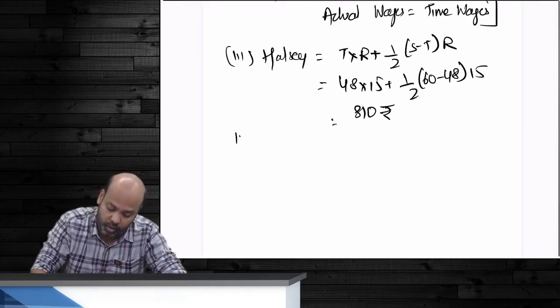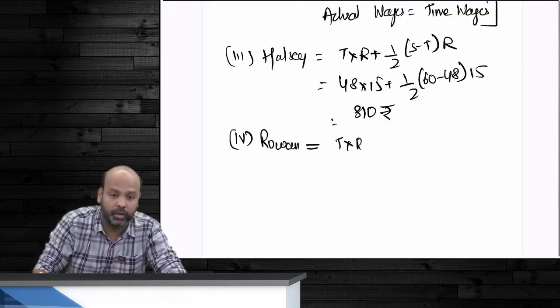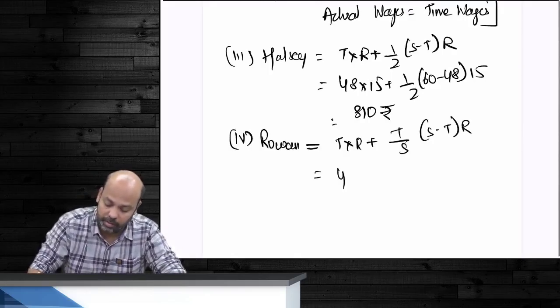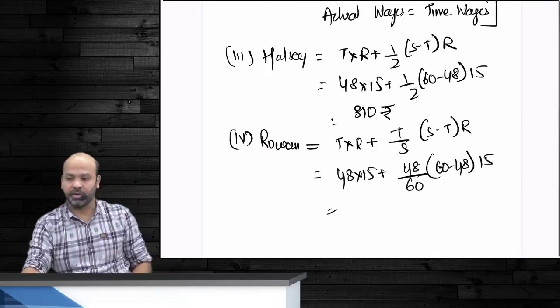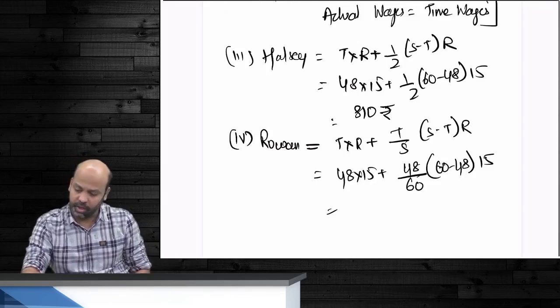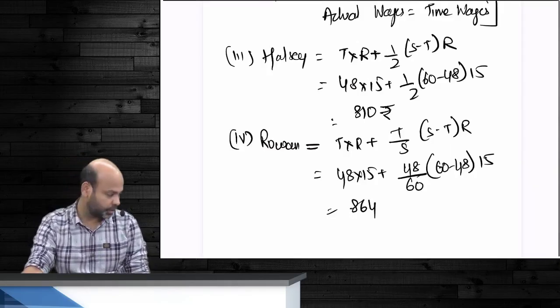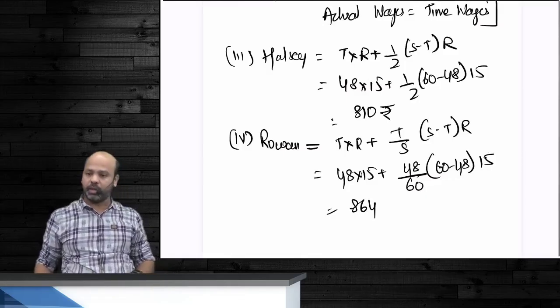And then finally under Rowan scheme, time taken into rate per hour plus T by S of time saved into rate per hour. That will be 48 into 15 plus 48 divided by 60, 80% of those 12 hours into rate per hour. 80% of 12 is 9.6. 9.6 into 15, guys, will be 144. 144 plus 720, 864. The total earnings under Rowan scheme, guys, will be 864.